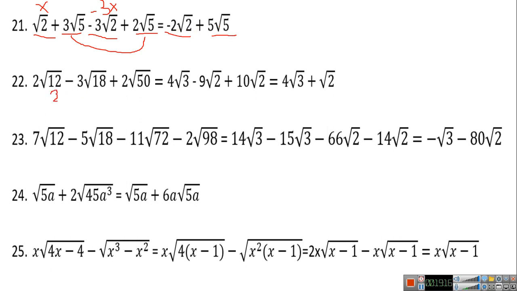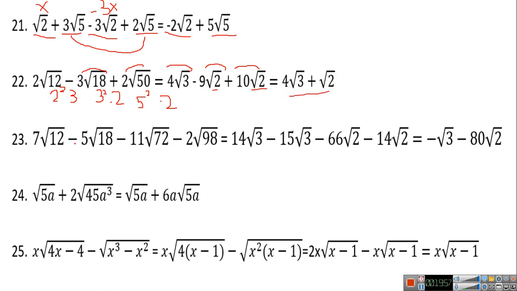12 you all know is 2 squared times 3. 18, 3 squared times 2. 50, 5 squared times 2. So 2 squared will be 2 outside, so 4 root 3. Here 3 goes outside, 9 root 2. 5 squared, it will be 5 outside, 10 root 2. Now I can add root 2 to root 2, but I cannot add it to root 3. Minus 9x plus 10x is x, and so it's root 2. And you have the 4 root 3.